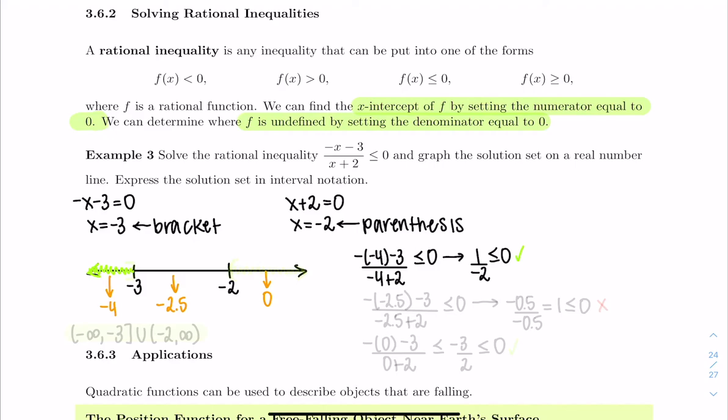We're going to do the same thing with negative 2.5. So (negative 2.5 minus 3) all over (negative 2.5 plus 2) is less than or equal to 0. But that's going to end up giving me negative 0.5 on top and negative 0.5 on the bottom, which is really just positive 1. And that is not less than or equal to 0.